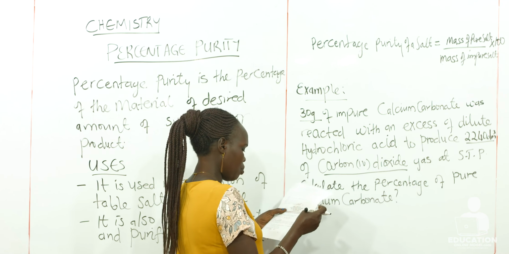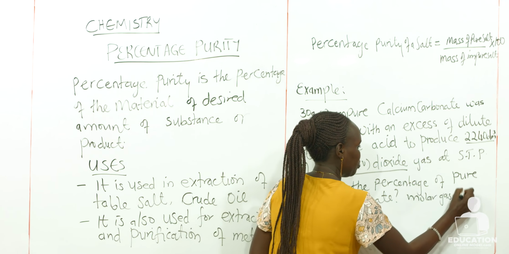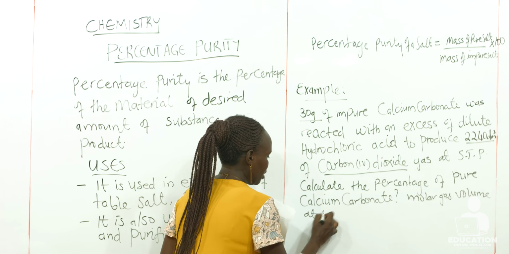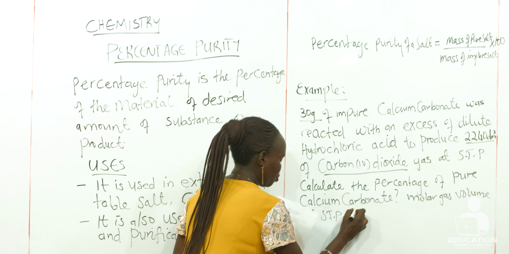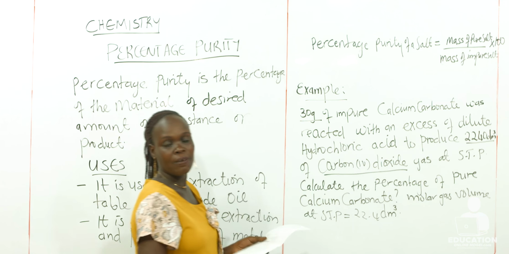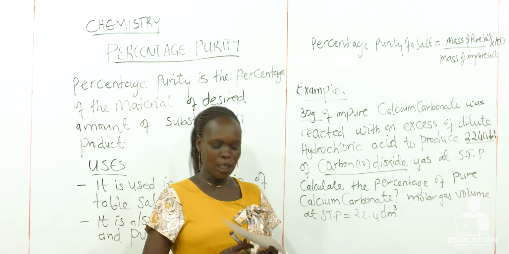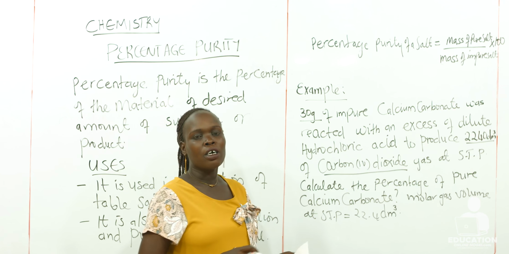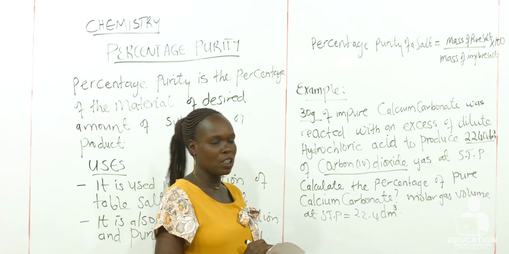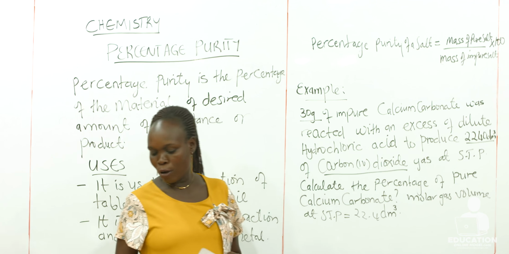So here the molar gas volume at STP will be equal to 22.4 decimeter cube. Given that, we need to remember the relative atomic mass of calcium, the relative atomic mass of carbon, and the relative atomic mass of oxygen. Those ones we are now familiar with, and we are going to calculate them directly from our mind.